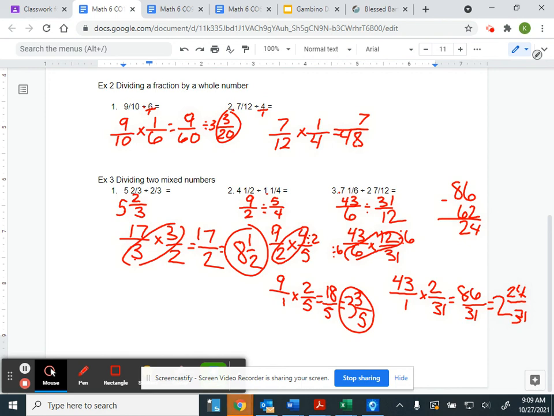So the dividing by fractions is super close to multiplying our fractions. We just have to remember we flip dividing into multiplying and flip your second fraction to its reciprocal. Only the second fraction. Sometimes people flip both. That's not going to work. You only flip the second fraction.